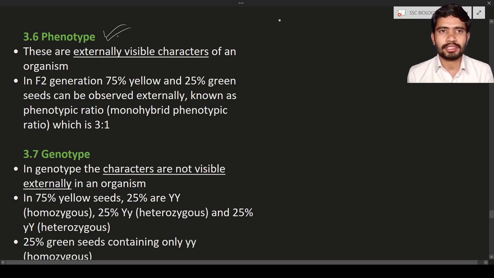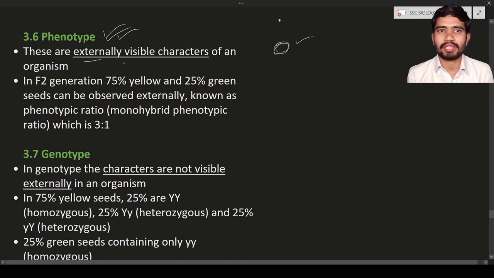So first, phenotype. What is meant by phenotype? Phenotype means the external visible characters. For example, if I give you a pea seed, just by looking at it you can say whether the seed is yellow colored or green colored, or round shaped or wrinkled shaped. Just by looking, you can say what shape and what color it is. That is known as a phenotype.